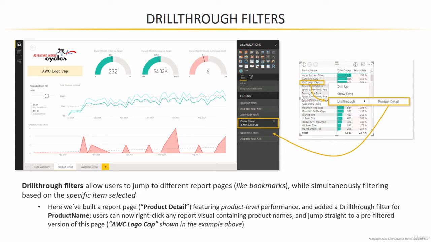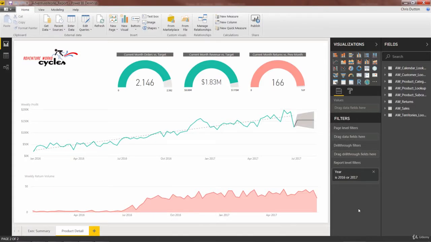And what it does is create some really interesting interplay between the pages of your report and allows you to kind of create specific paths that users can drill into. So let's head back to our report and set one of these things up. Now, once you're back in your report view, head to the product detail tab.